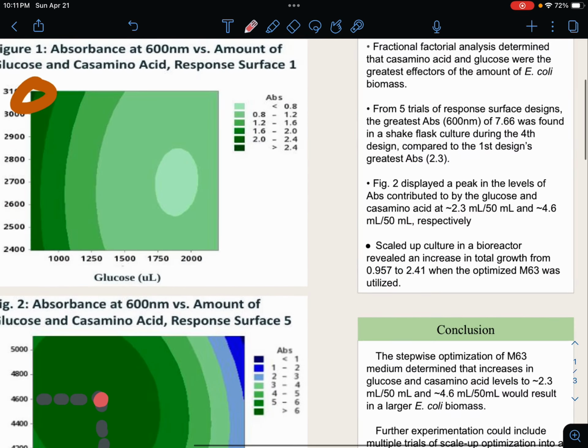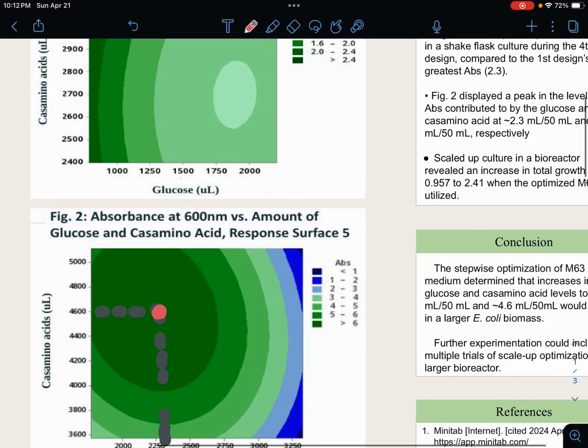And then, of course, the scale up. So we scaled up the culture into a bioreactor, and we got an increase in total growth from about 0.9 to 2.41. 2.41 was the total growth of the bioreactor. This is, again, a 2-liter bioreactor. When we took a sample of that, we got 2.41 as the total growth, and that is just to show that compared to the minimal M63 medium that wasn't optimized, we do get an increased growth of more than double the amount of total growth when we use our optimized medium.